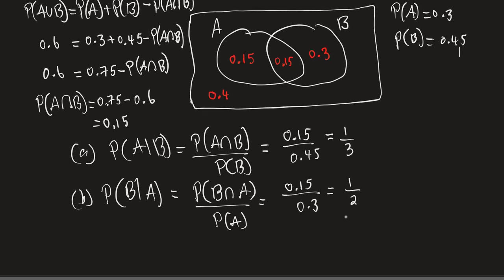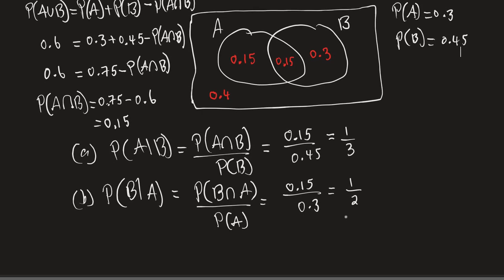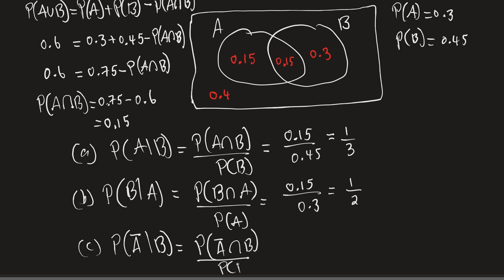Now, what if we were to throw a complement in there, right? So what if we wanted, for instance, to find the probability of A complement given B, right? Well, again, let's write down the definition. So this will be the probability of A complement intersect B divided by the probability of B.